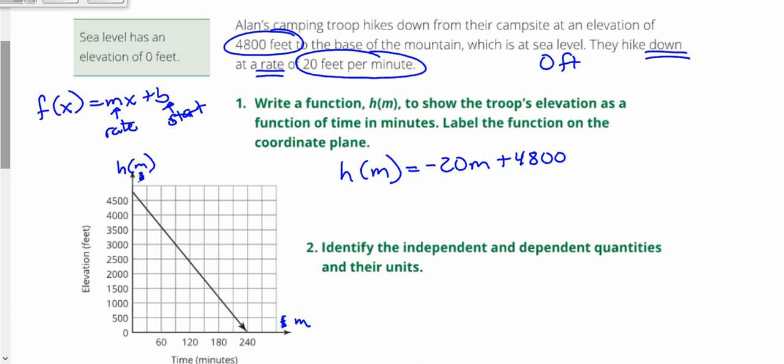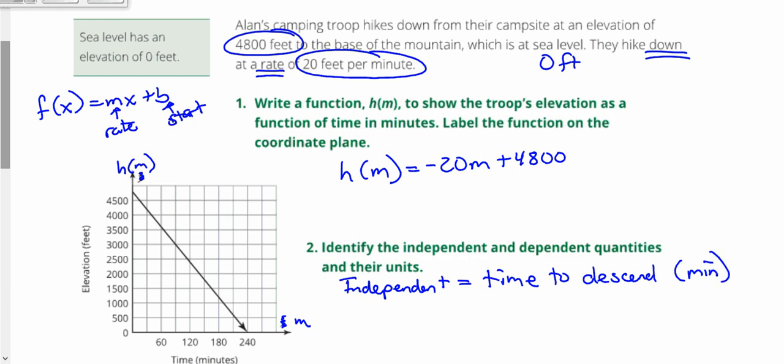We need to identify the independent and dependent quantities. So again, remember the independent drives it. In this case, what's driving it? Well, the rate that they're going down or the time to descend. And it's in minutes. Our dependent depends on the independent. And that is going to be our height. And that is in feet.